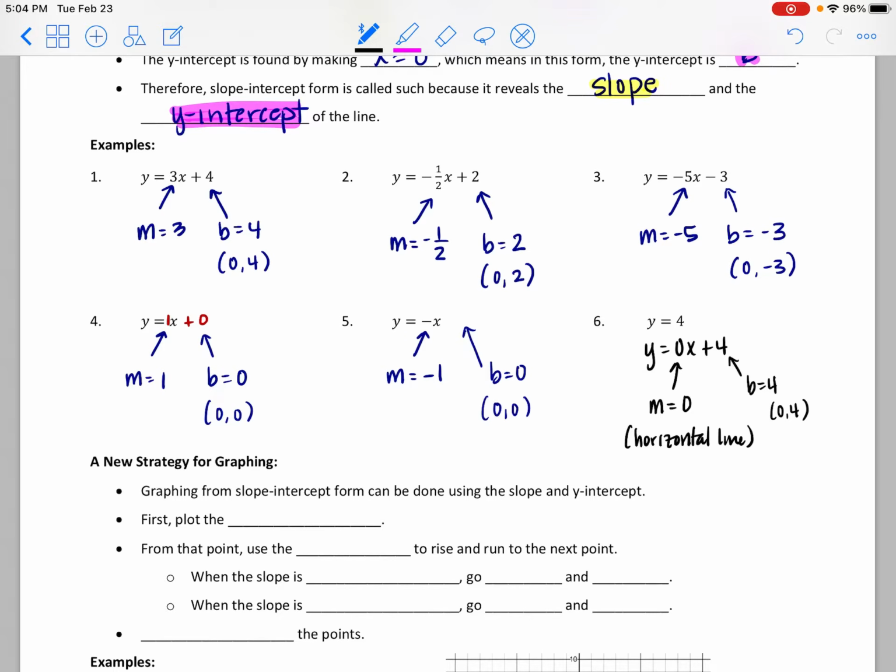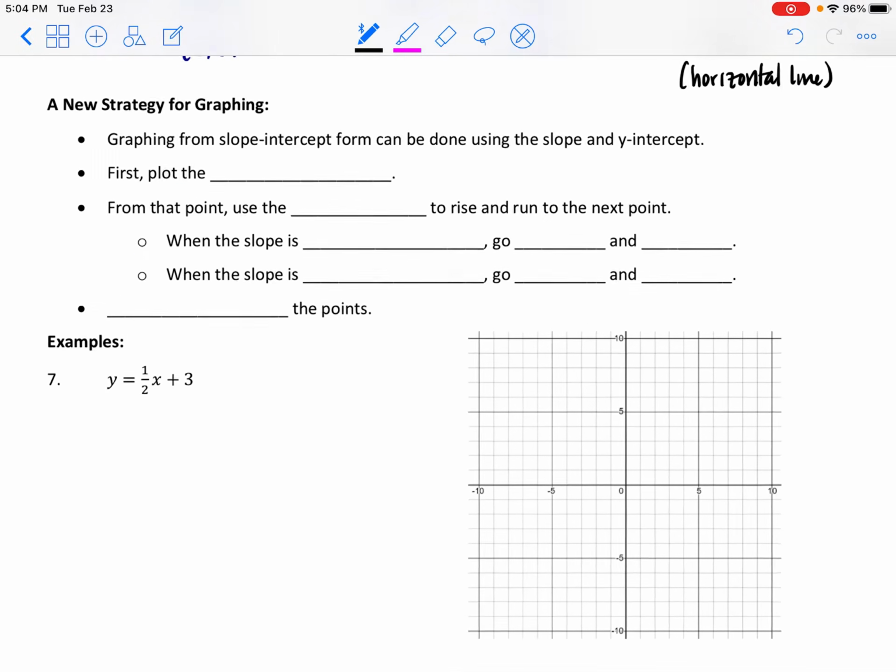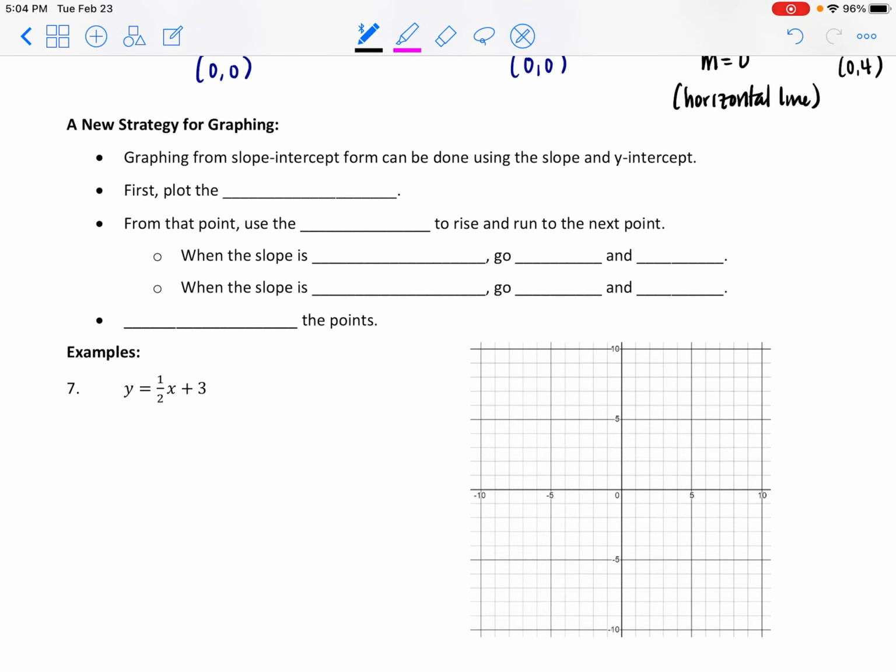Now that's still going to be true. If we were in standard form, we did the same thing. We needed 2 points to graph, but we decided to choose the intercepts. But here, because slope-intercept gives us such useful information, we're going to try this new strategy for graphing. And if you don't like it, you do not have to commit it to memory, because making the table of values or picking 2 x's still works. So graphing from slope-intercept form can be done using the slope and the y-intercept.